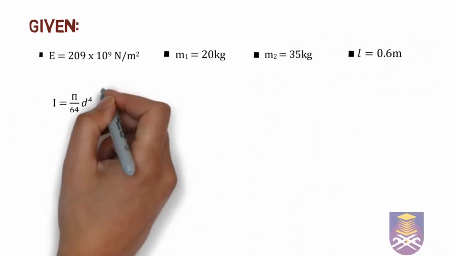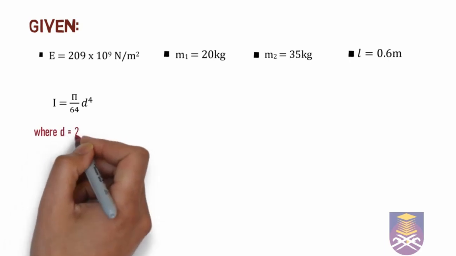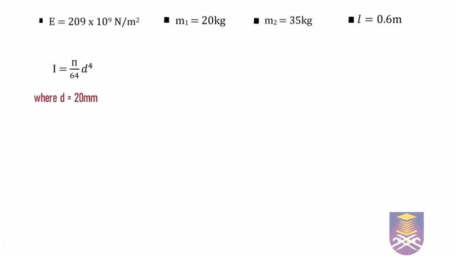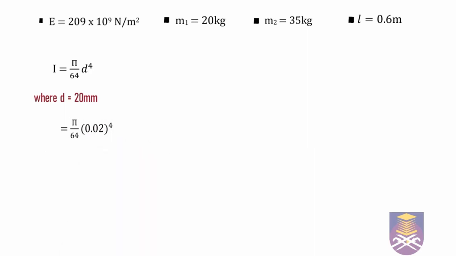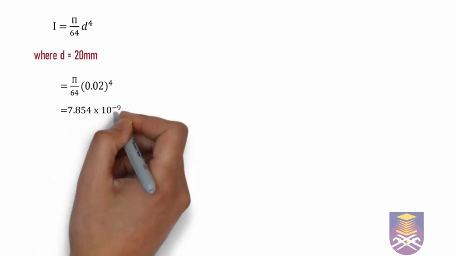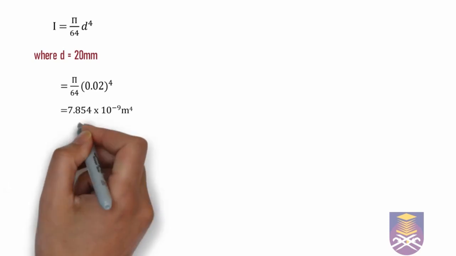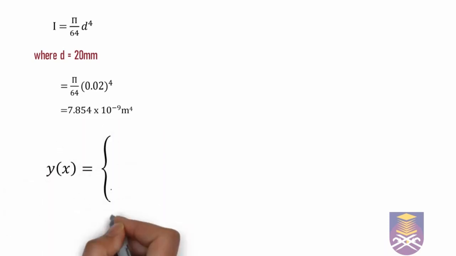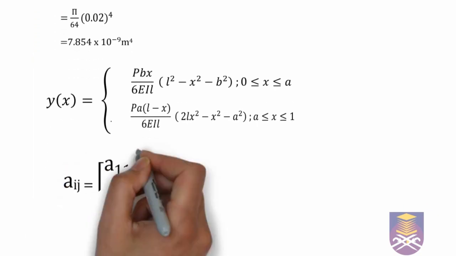Therefore, first, we need to identify the value of I of rod, where the diameter given is 20 mm. And by using the formula, the value of I is 7.854 times 10 power of negative 9. We learned that for simply supported shaft, we have the formula of Y with matrix A.